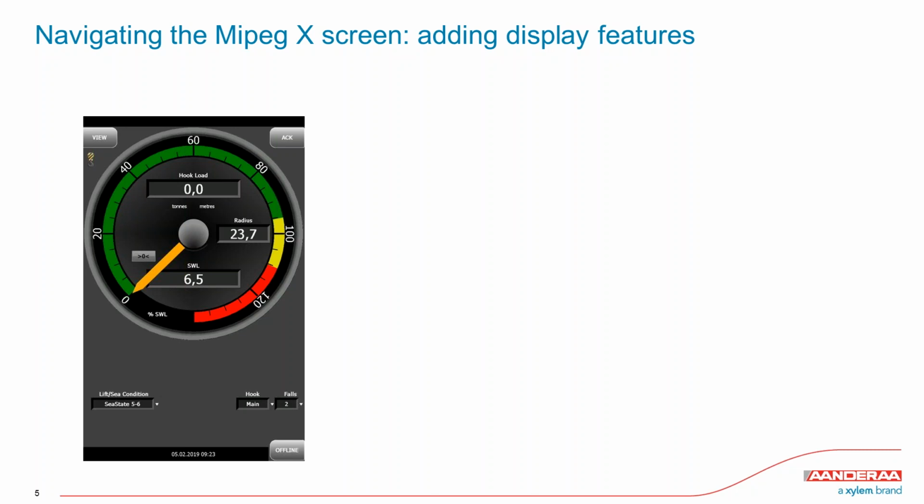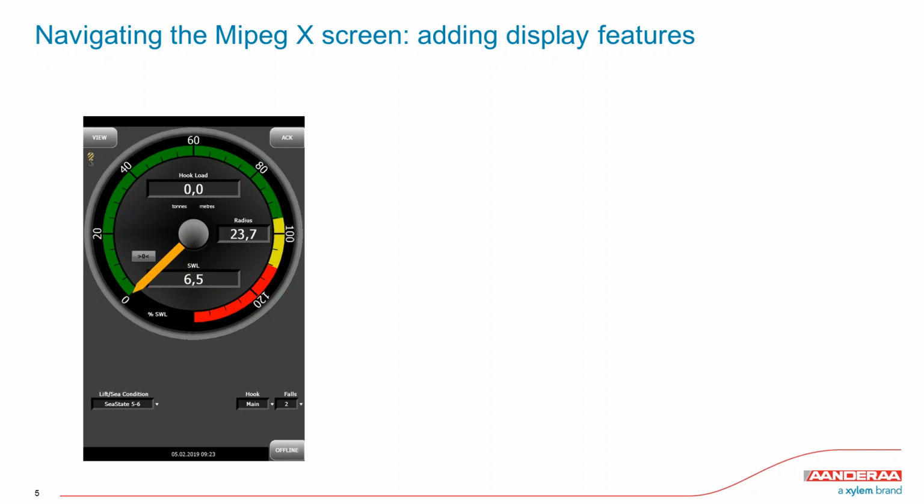Being a touch screen, we can easily change the sea condition as pre-programmed in the system by just pressing the sea condition window. The hook between main and aux can also be changed by tapping onto the position of the main or the whip, and changing parts of line or falls the similar way.